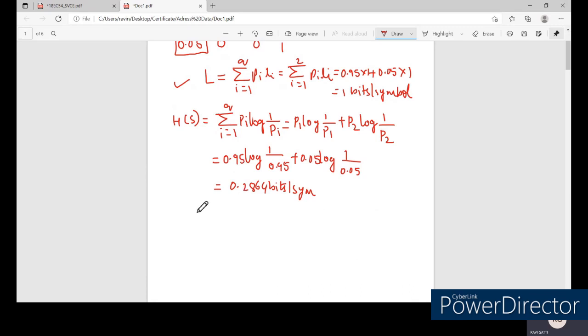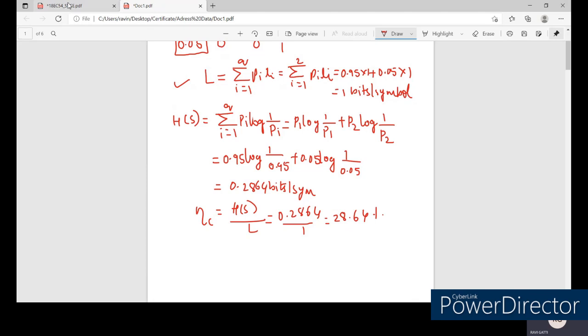Now my job is to find out the efficiency. What is the efficiency? It is nothing but H(S) divided by the average length. If I substitute, 0.2864 divided by the average length, which is 1, you'll be getting 28.64%.